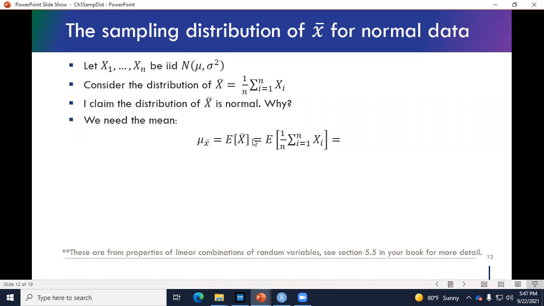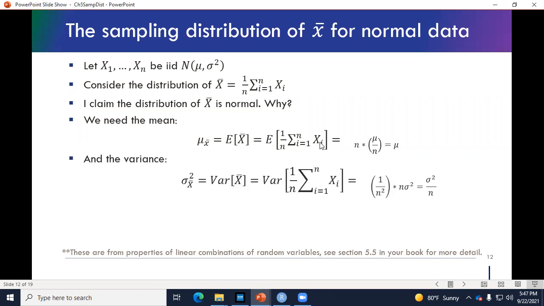Let's do the calculation. I'd like to put everything here. So we need the mean to get the expectation. Where is the expectation? Well, this is just the formula.